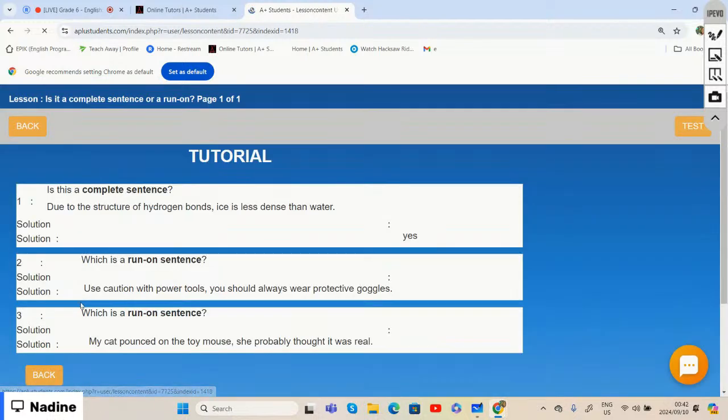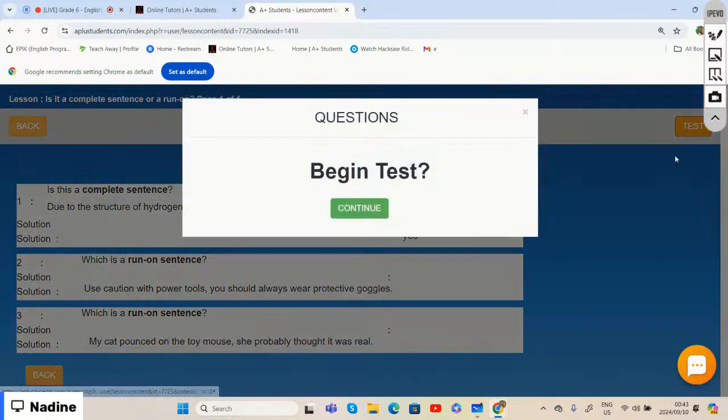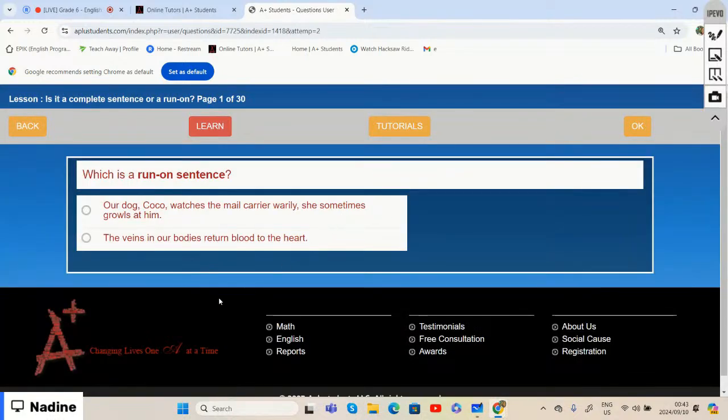It says, is it a complete sentence or is it a run on? And we remember we said a run on is two independent clauses that are joined either by a comma or no punctuation. So now we're going to our test where we are going to say, is it a sentence or is it a run on?